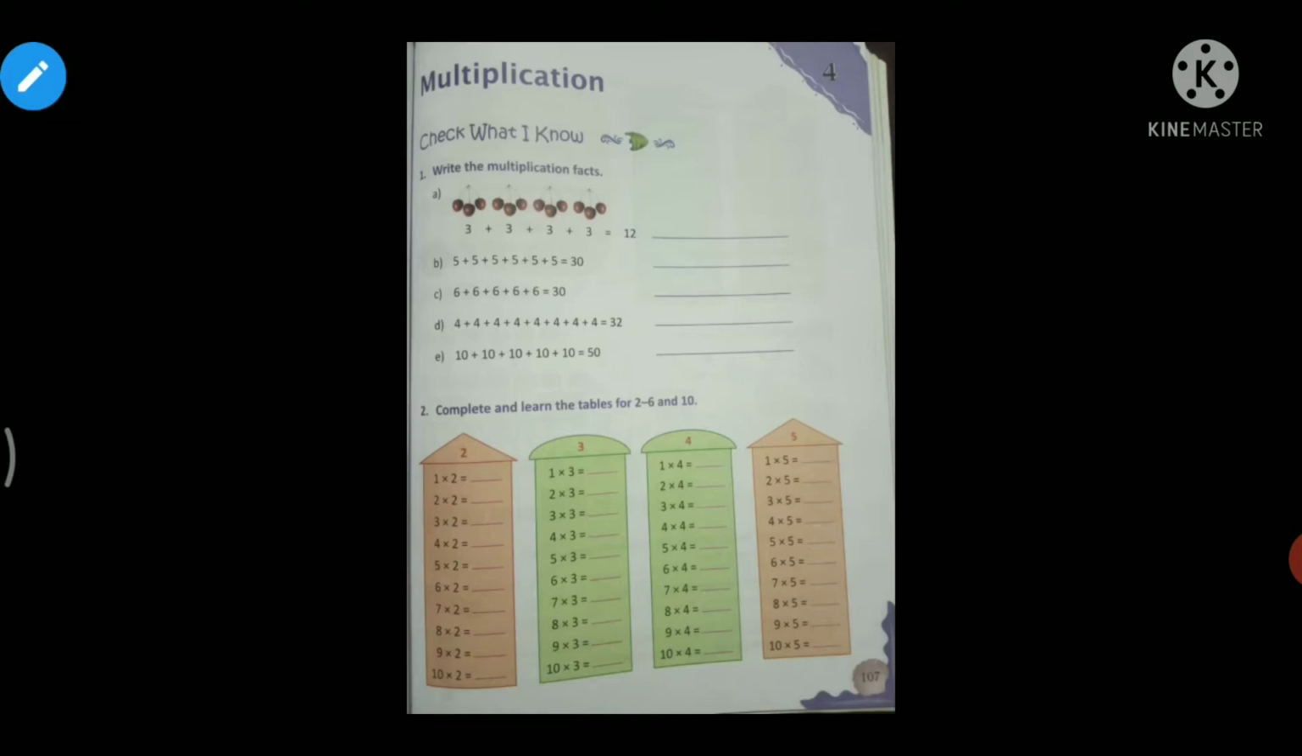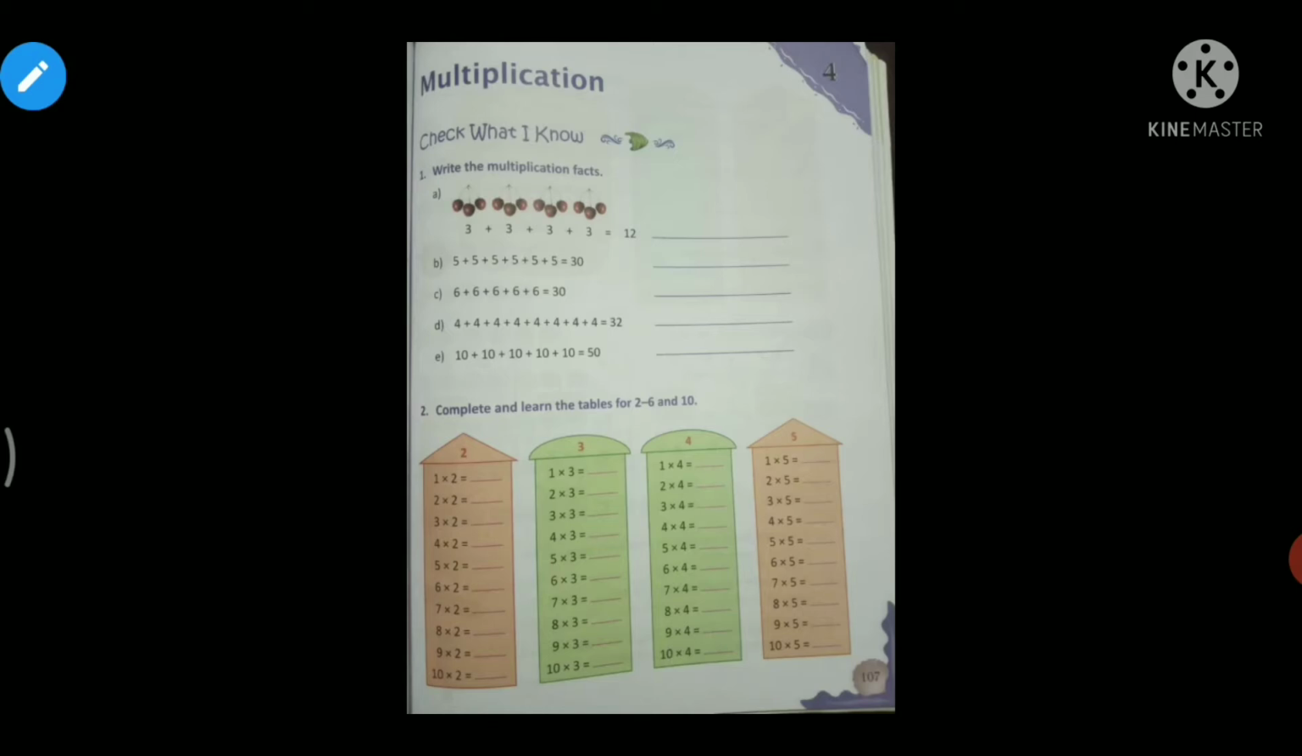Now, what is multiplication? Why do we basically do multiplication? Is there any use of multiplication? Yes, there is a very important role of multiplication. So where will we use this multiplication?